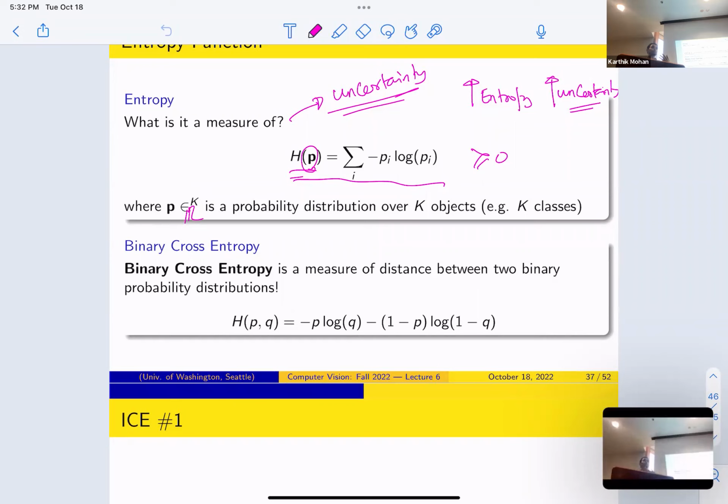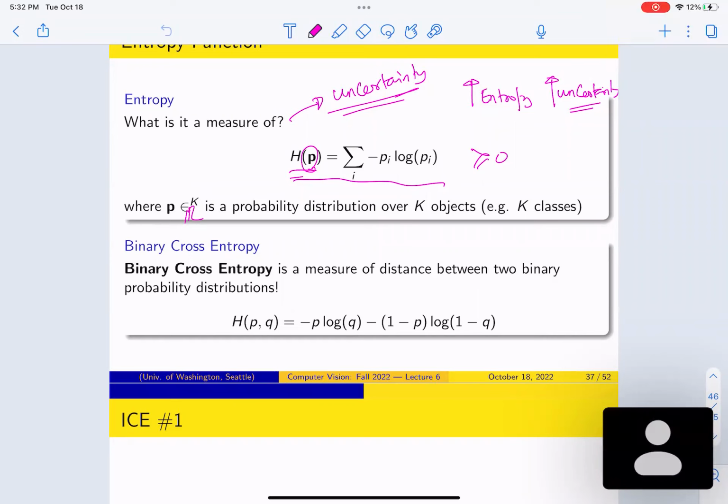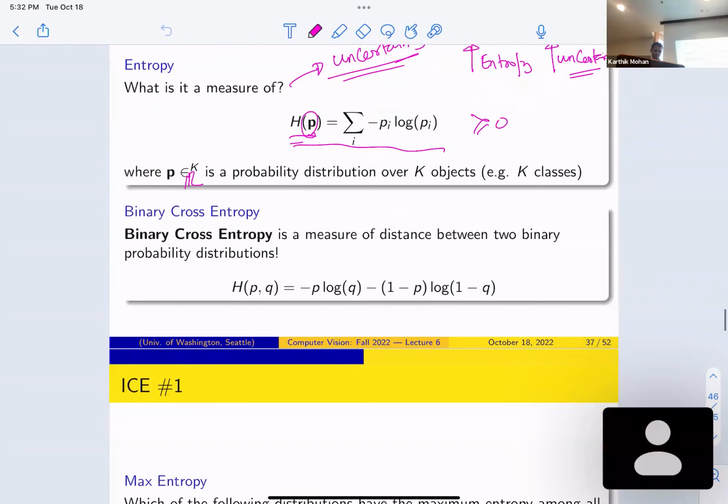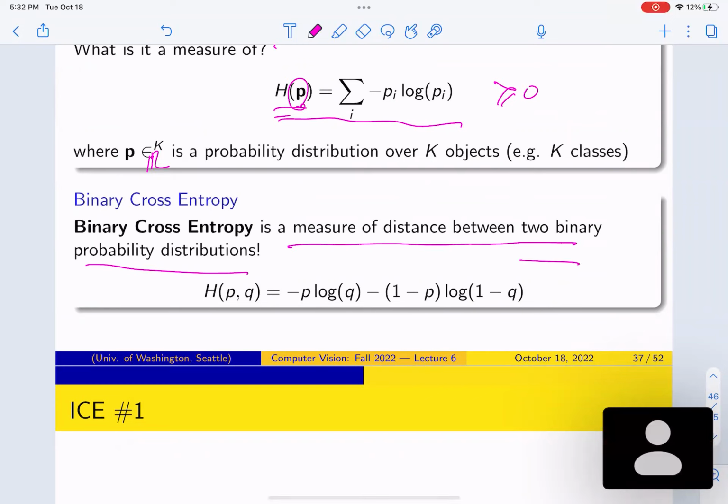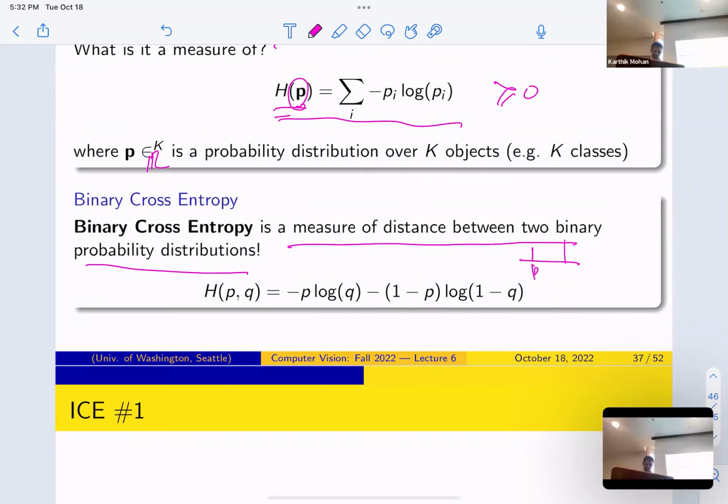Then you will be able to run a model that for most classes, most data points, is able to predict the right class. Okay. So the binary cross entropy is a measure of distance between two binary probability distributions. Right? So let's say you have this is P, this is 1 by C, and then you have Q, and then 1 by C. Something like this, right? In binary.